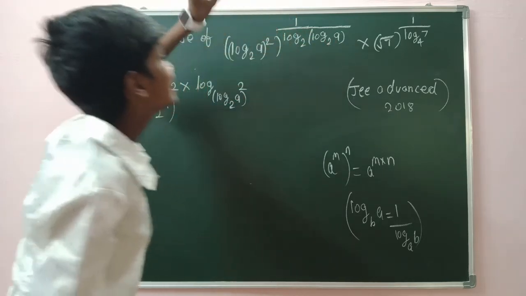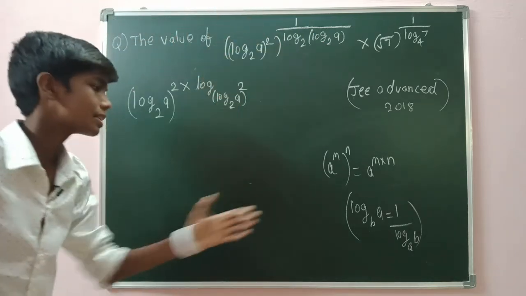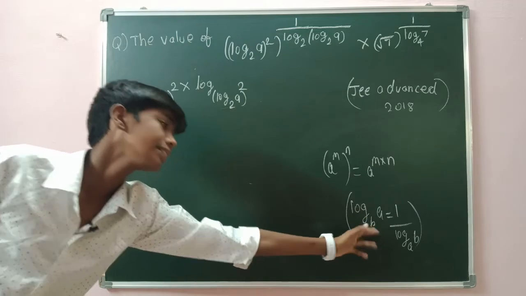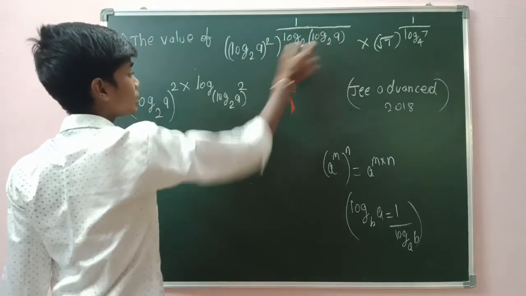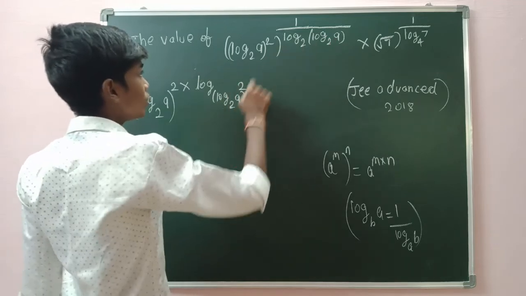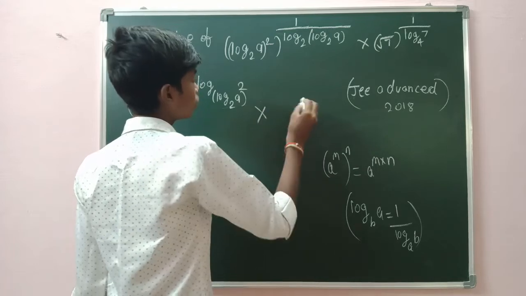I am just interchanging your base and your inside value because I am having 1 by this. Using this property only I am doing. Please see that carefully. So hence your log of 9 to the base 2 will go to the base and 2 will come up. Okay. Then into root sum. What is root sum?